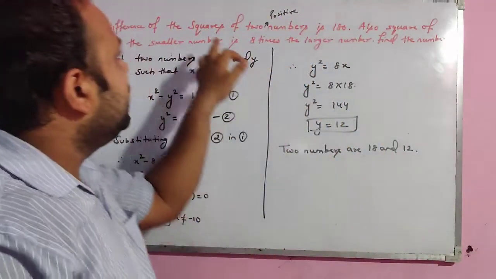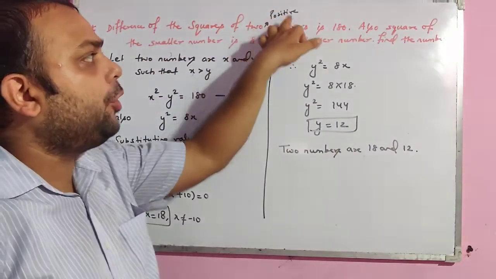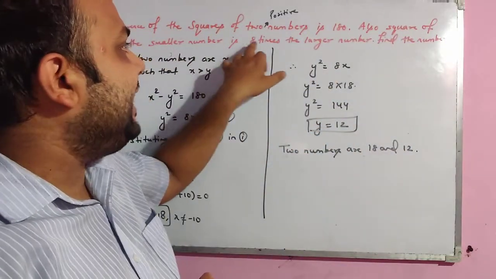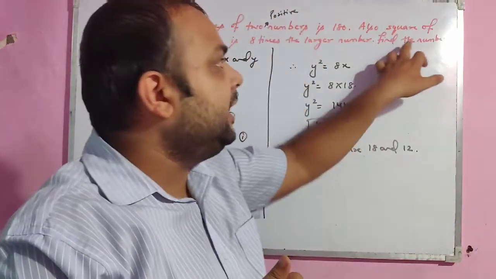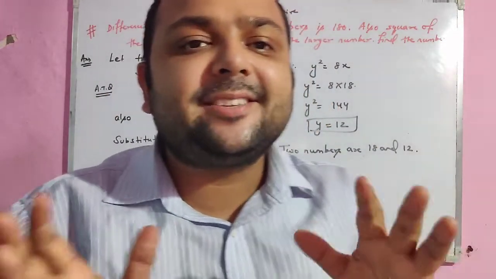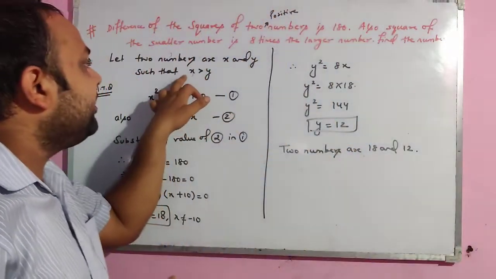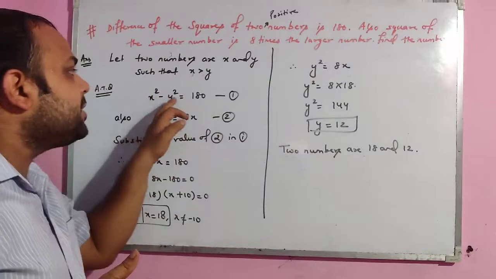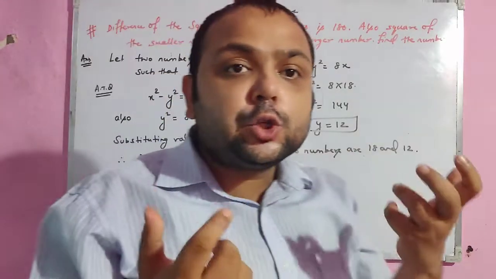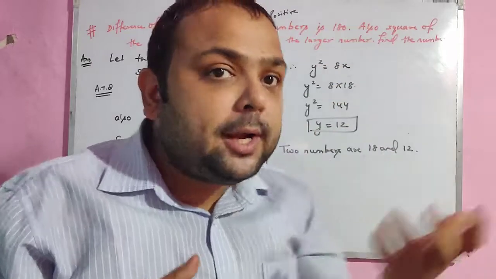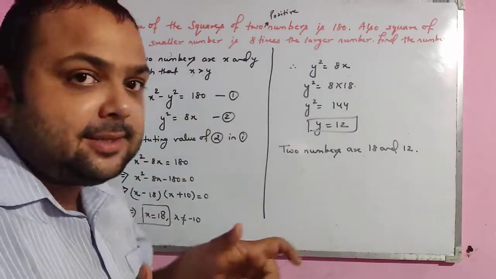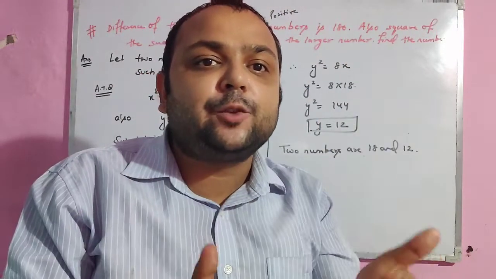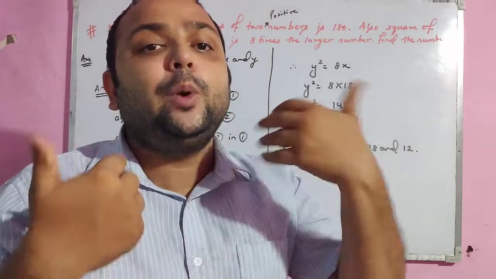The difference of the squares of two positive numbers is 180. Also, the square of the smaller number is 8 times the larger number. We have to find the numbers. So let the two numbers be x and y such that x is greater than y. Now as per the condition, the difference of the squares, that is x square minus y square, is equal to 180. Also, the square of the smaller number, that is y square, is equal to 8x, 8 times the larger number. So we have two conditions, x square minus y square equal to 180 and y square equal to 8x.